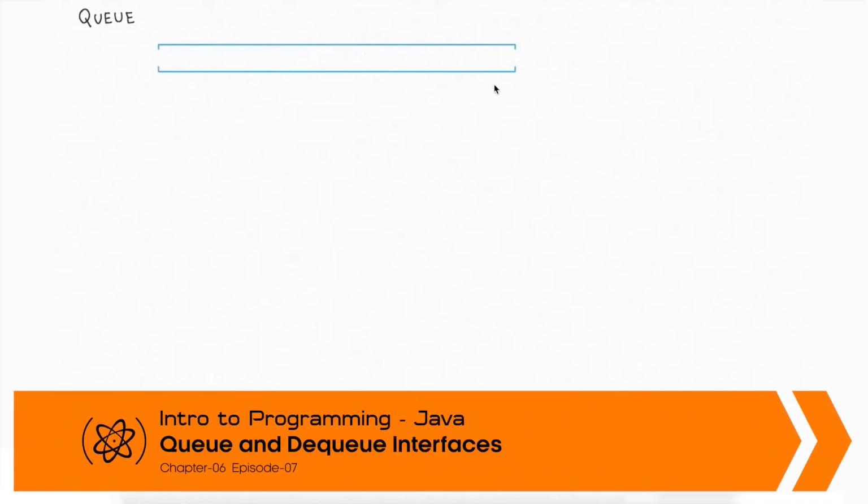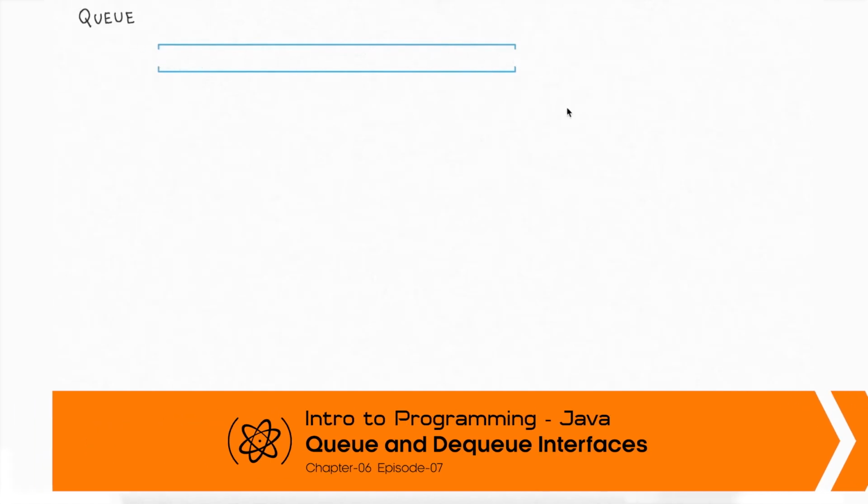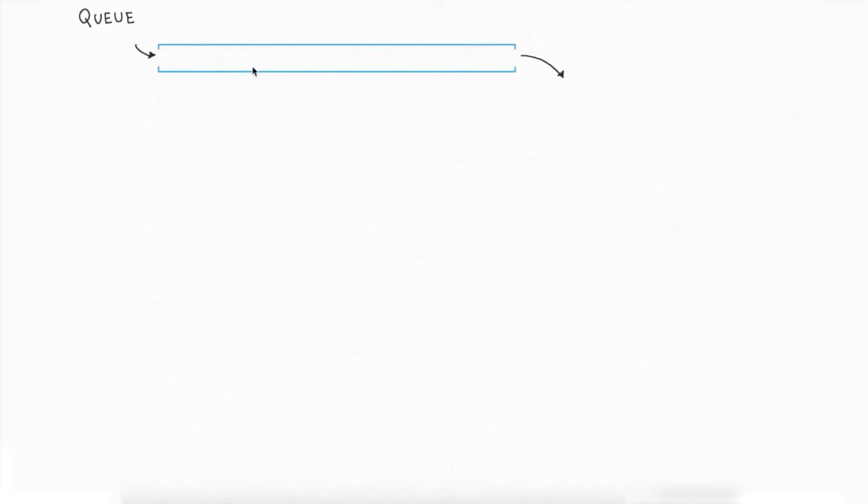And whenever we retrieve an element, we only want the first element that got inserted to come out first. So the principle here would be FIFO, which is first in, first out. The element that gets in first will also get out first. So let's say we already have 4 elements inside our pipe. So this element got inserted first, then this element, then this element, and then this element.